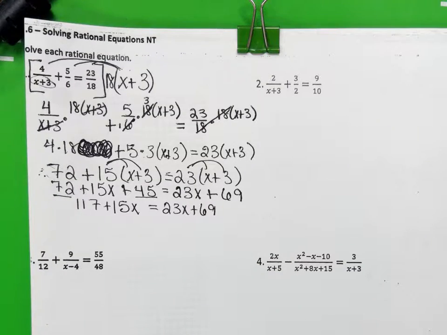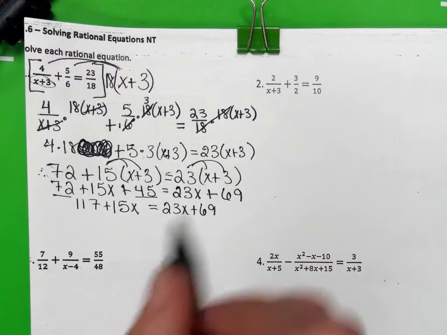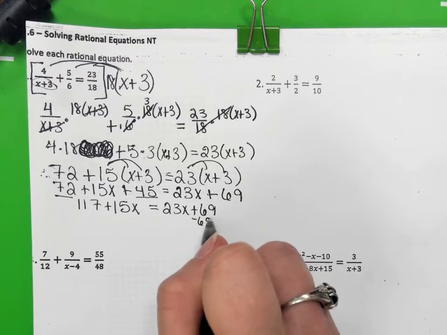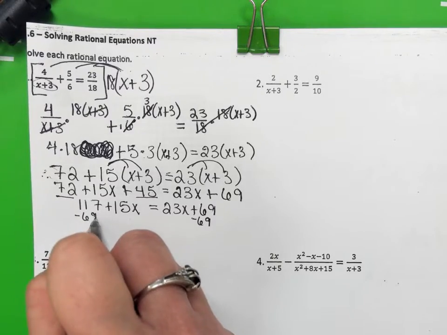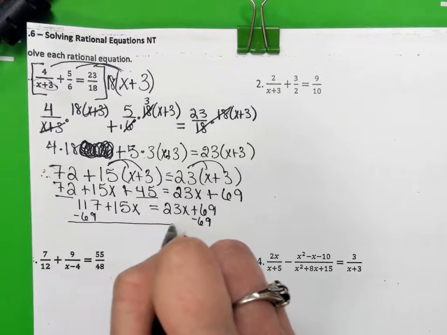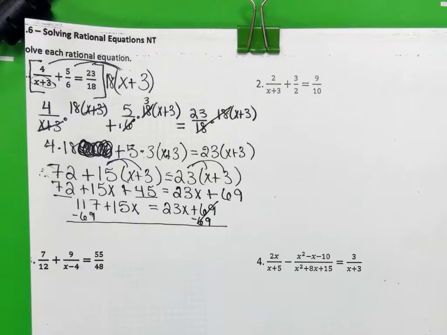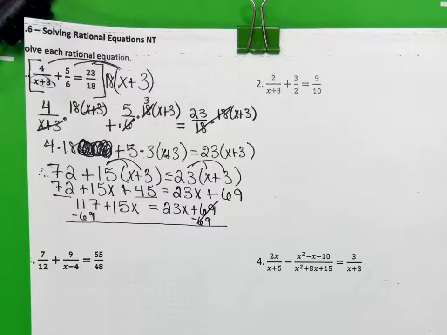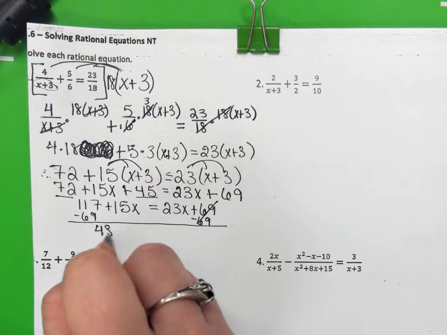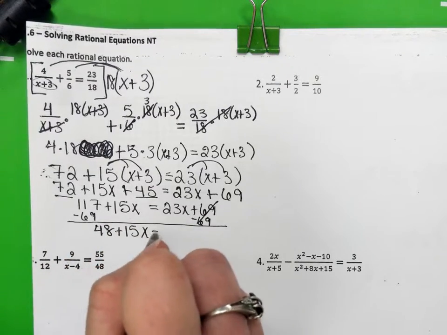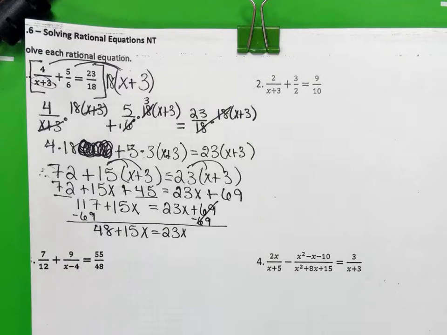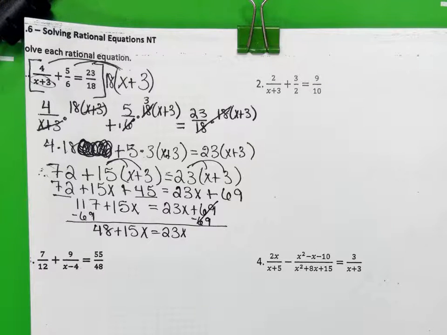Now I can move the 69 over. How would I do that? You would subtract it. Very good. All right, so what's 117 minus 69? 48. Very good. And then plus 15x equals 23x. Just 2 more steps. What could I do here? There you go.